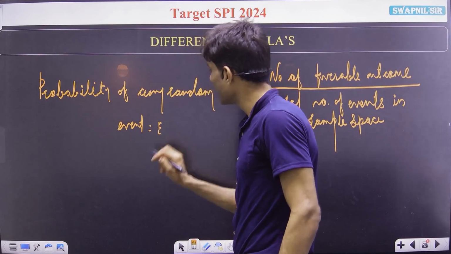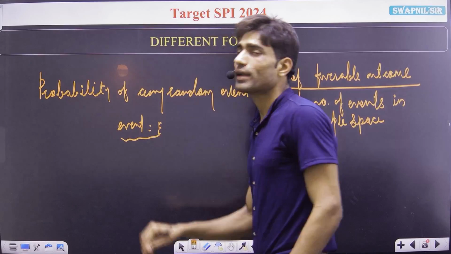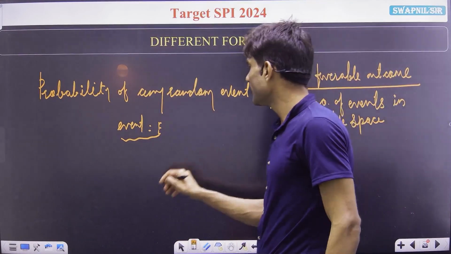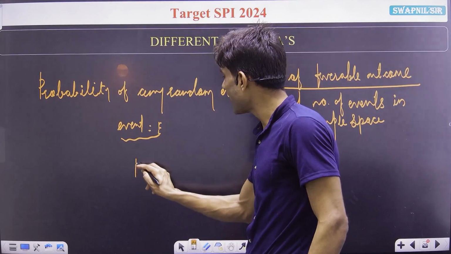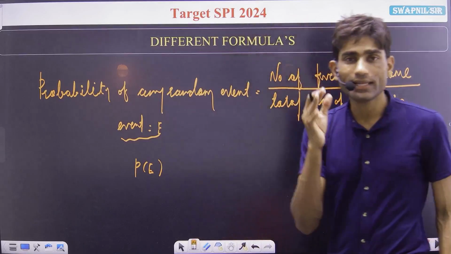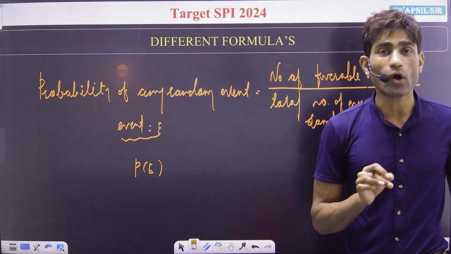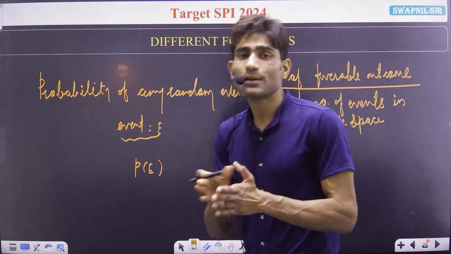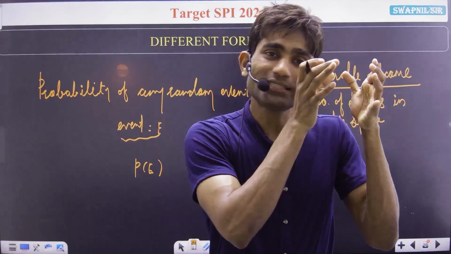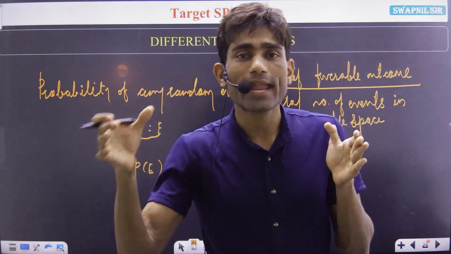Consider an event E. Now the probability of event E is denoted as P(E). Always remember that the probability of any event starts from 0 and ends at 1.